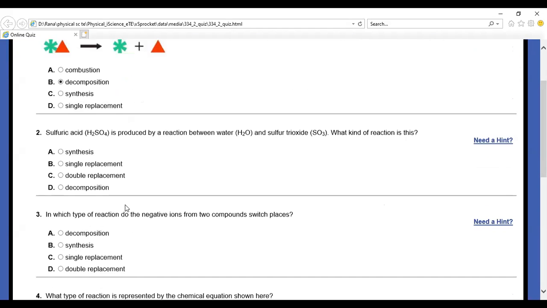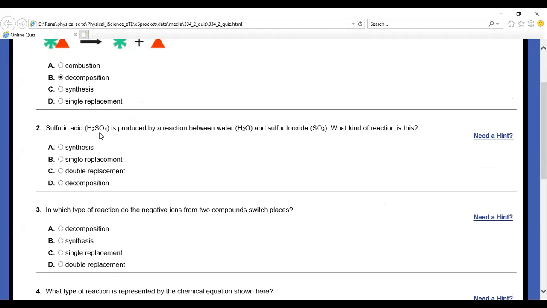Okay, so question number 2: sulfuric acid, H2SO4, is produced by the reaction between water and sulfur trioxide. What kind of reaction is this? What do you think, Fadia? Fadia, are you here?